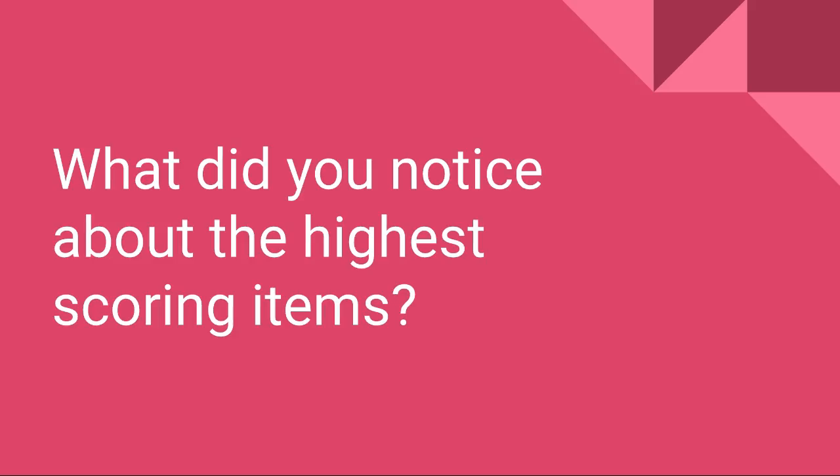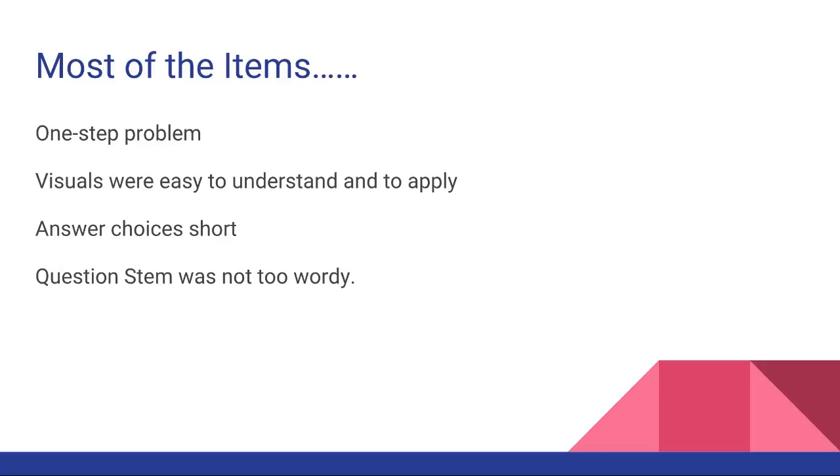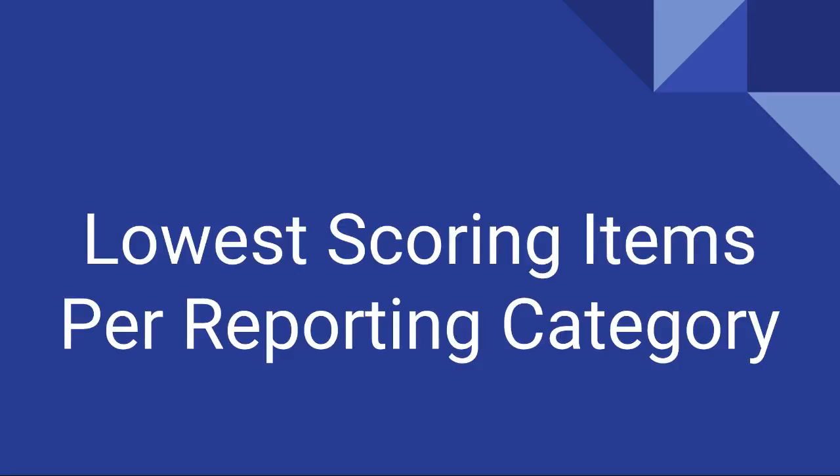So what do you notice about the highest scoring items? Most of these items were one-step problems. The visuals were easy to understand and to apply. The answer choices were short. The question stems were not very wordy. So now let's look at the lowest scoring items. They have the same format as the ones you have seen for the highest scoring ones.